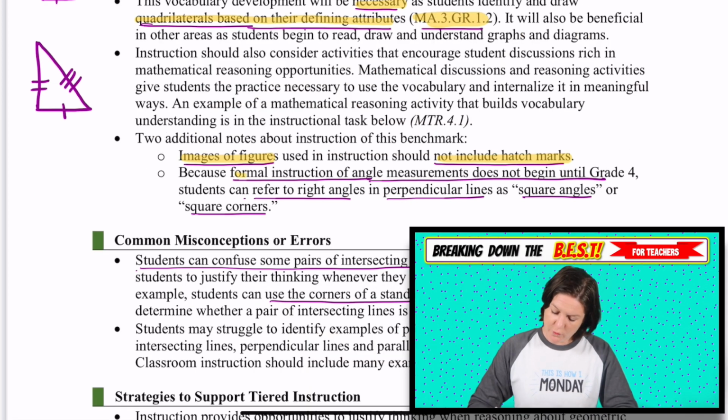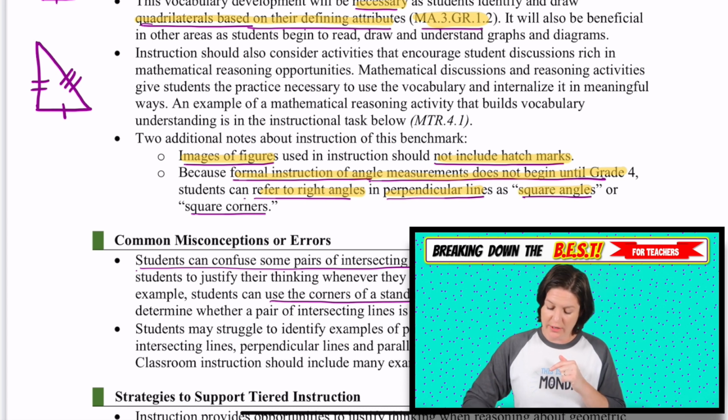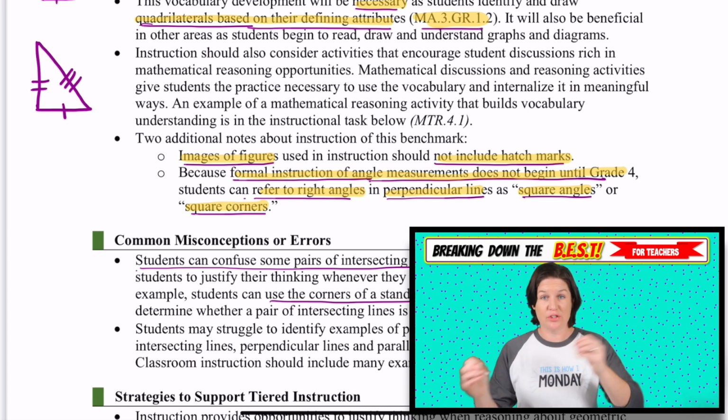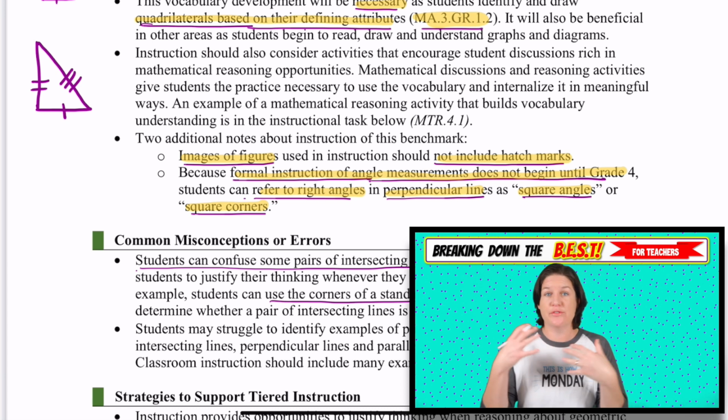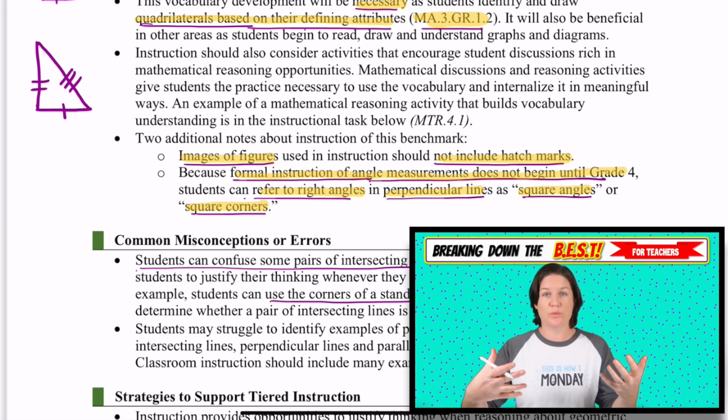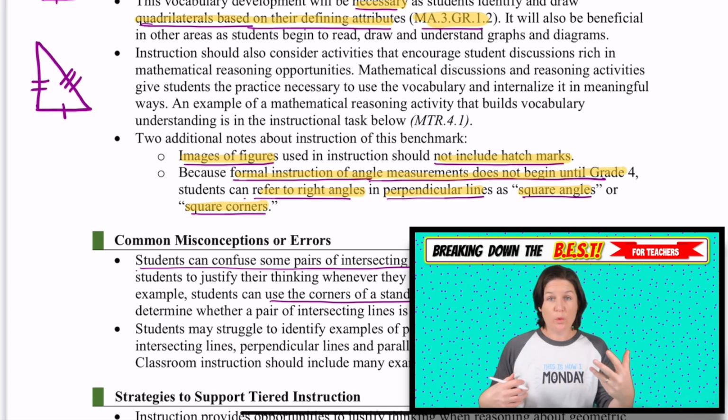And it says here, because formal instruction of angle measurements does not begin until fourth grade, it's okay for students to refer to right angles in perpendicular lines as square angles or square corners. For me personally, I like to make that jump to showcase both, to make them almost synonymous, that right angles are square corners and square corners are right angles. Just as a teacher, whenever you see a right angle, throw the word square corner there. Whenever you see square corner, attach the word right angle there too.